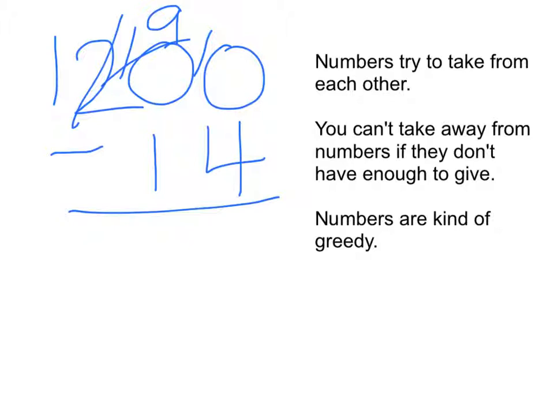Now the 4 can finally borrow from the 10. So now 10 minus 4 is 6. 9 minus 1, because remember our 9 is up there, that's how many's left. 9 minus 1 is 8. And 1, with nothing on the bottom, just comes right down.